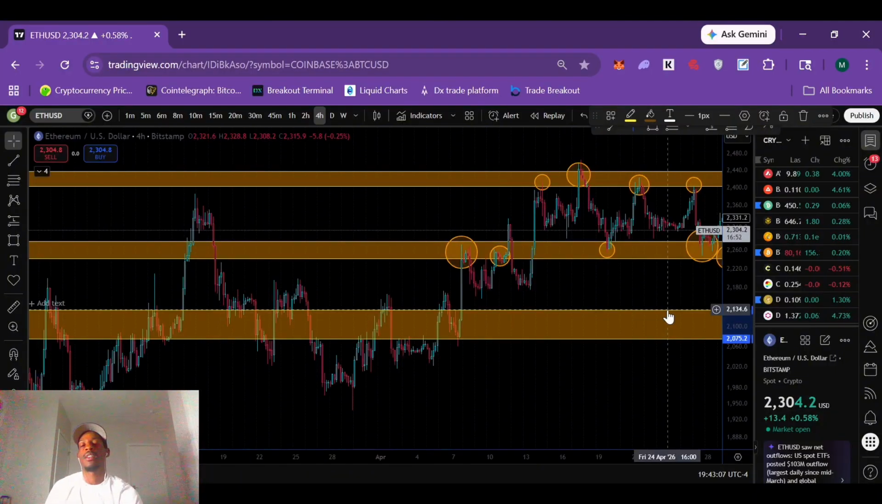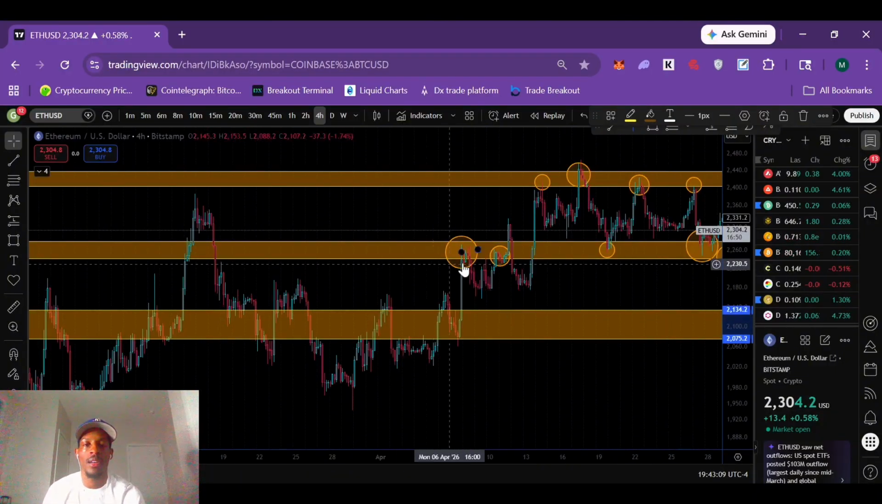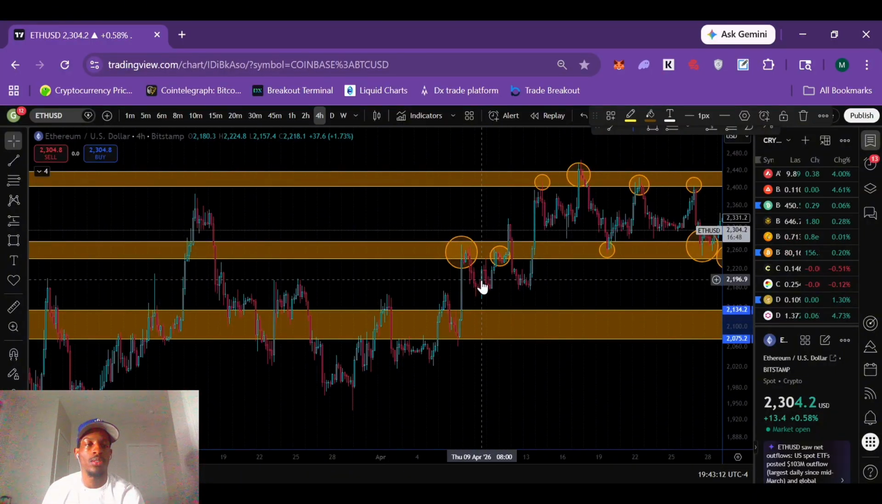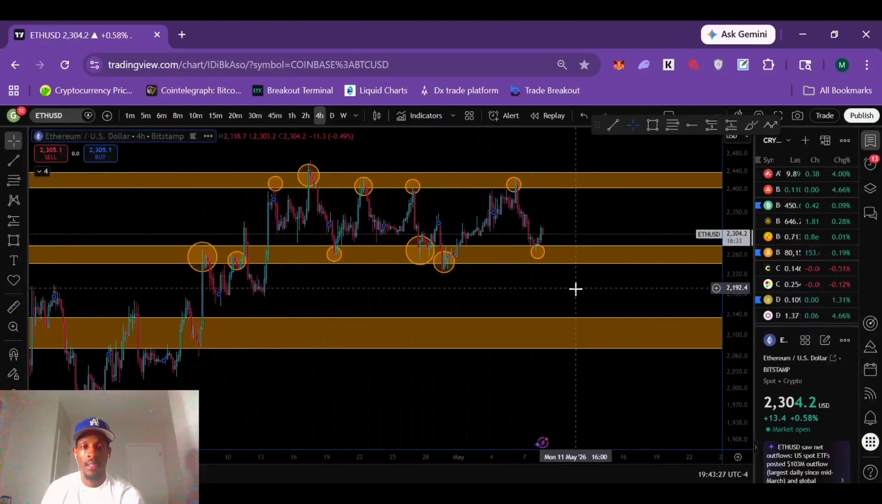And so these are going to be areas that we're going to be paying attention to, trying to get our entries off of these levels with other confirmations as well. And like I said, I'm going to do a way more in-depth video on support and resistance and levels, right? But this is just the very, very beginning of the series, right?